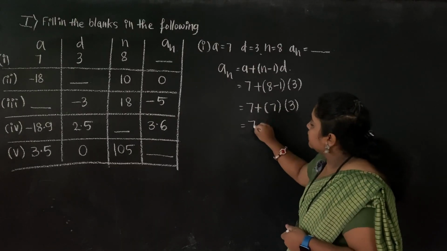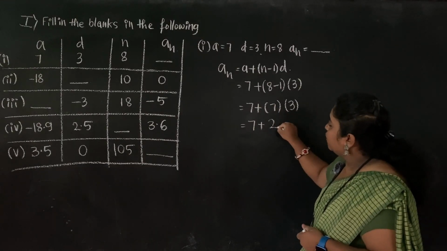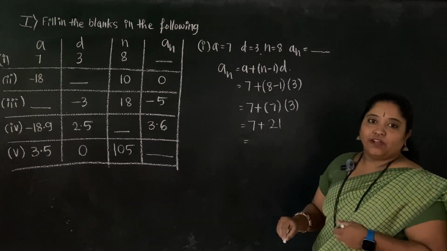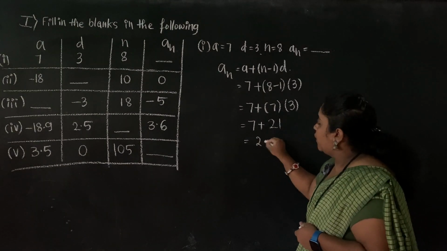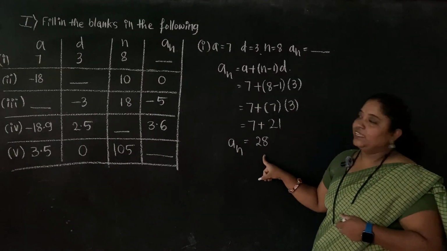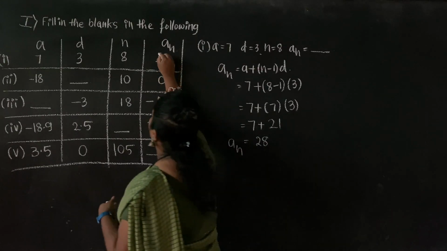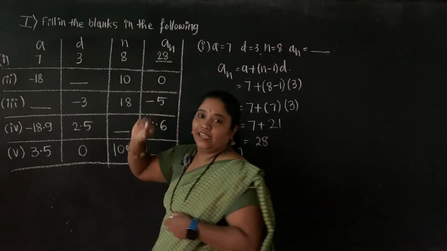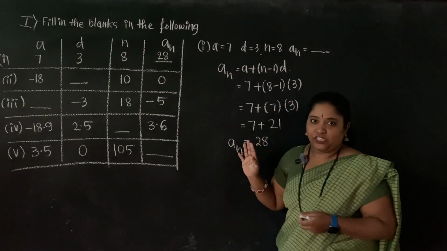Isn't it, dear? 7 plus 7 threes are 21. See, 21 plus 7 is how much do I have? 28. So an value I got as 28. So I'll be writing here what is the an value I got? 28. We'll move to the second question.